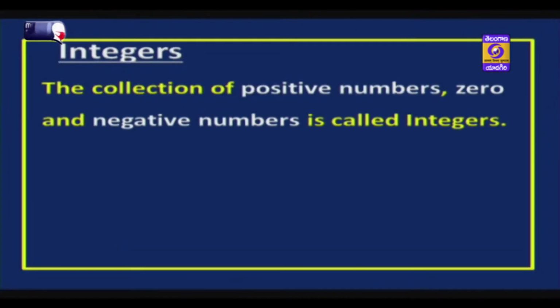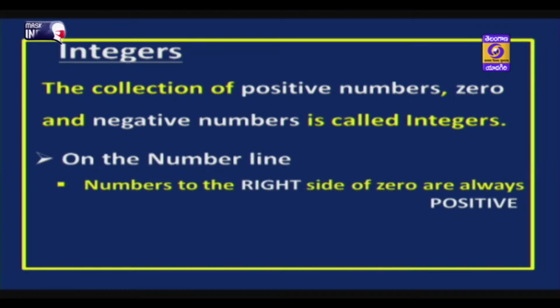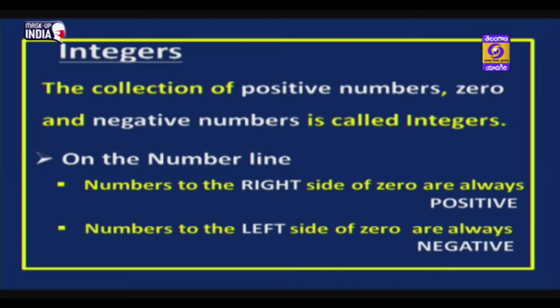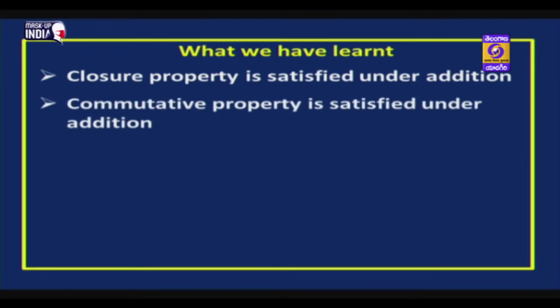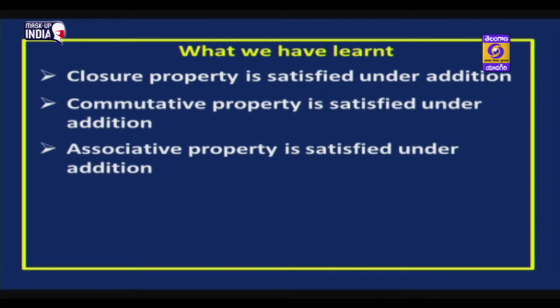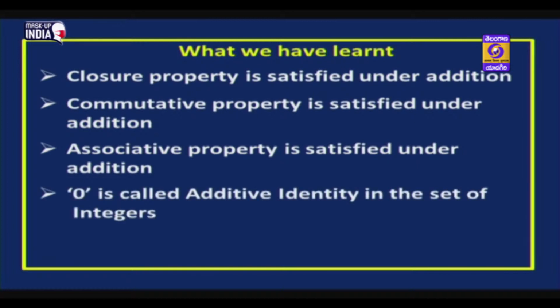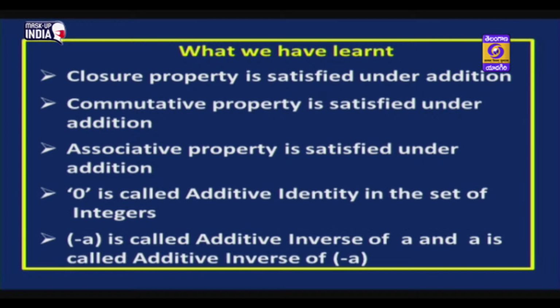The collection of positive numbers, 0 and negative numbers is called integers. On the number line, numbers to the right side of 0 are always positive, whereas the numbers to the left side of 0 are always negative. Closure property is satisfied under addition in the set of integers. Similarly, commutative property is also satisfied under addition. Also, we have seen that associative property is satisfied under addition, and 0 is called the additive identity in the set of integers, and finally, minus a is called additive inverse of a and a is called additive inverse of minus a, where a is any integer.